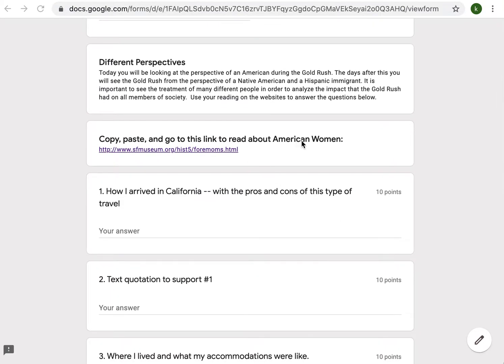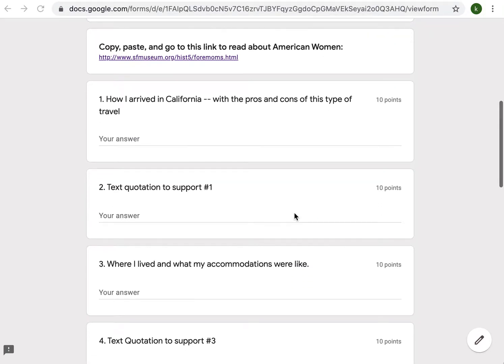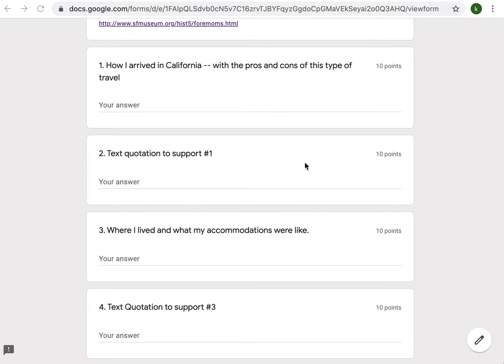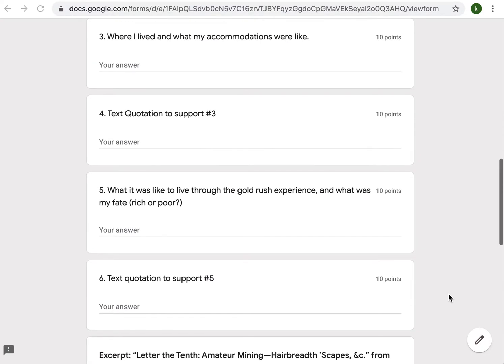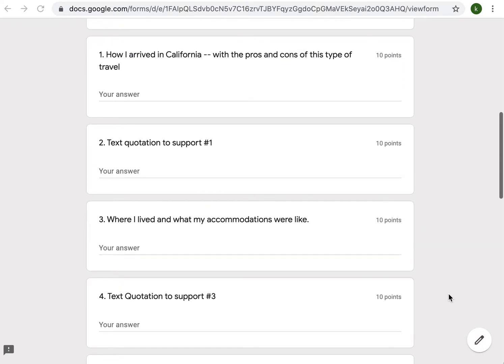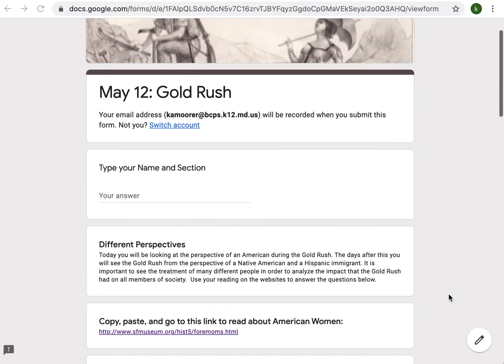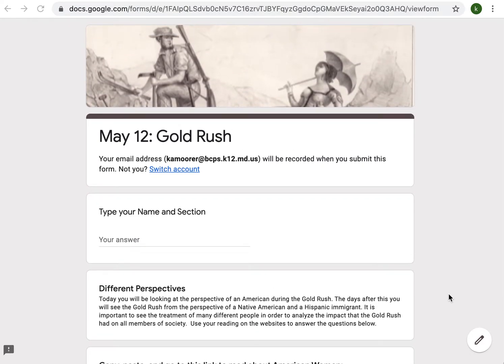So today specifically we're focusing on American women during the gold rush. You have a link right here that you need to open. But first I would say look at the questions. You need to answer questions, and then you need to provide the text evidence or a quotation from the reading in order to support your answer. So there are essentially 3 questions that you will answer about the 3 different groups of people that you're focusing on throughout the week. And you're just building your understanding of what those people went through during the gold rush.